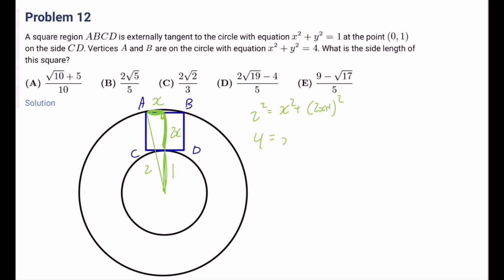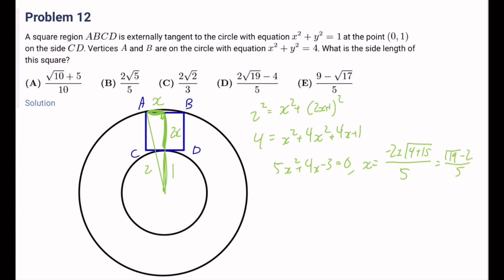So 4 equals x squared plus 4x squared plus 4x plus 1. So 5x squared plus 4x minus 3 equals 0. So this gives us that x is equal to something all over 5, and if we use the quadratic formula, minus 2 plus or minus root, and then 4 plus 15, that is 19. It has to be positive, since x has to be positive, it's root 19 minus 2 over 5.